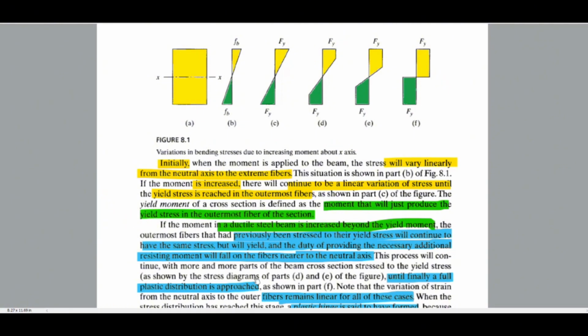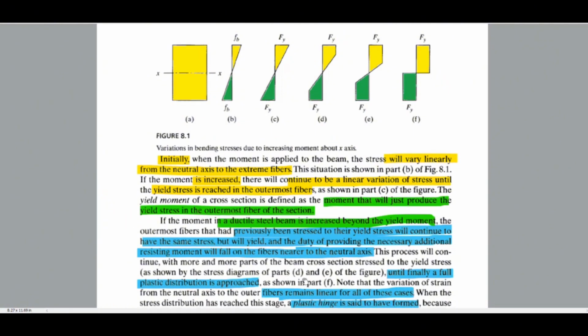The yield stress is shown in the stress diagrams, parts C, D, and E, until finally a fully plastic distribution is approached, as shown in part F. Note that the variation in strain from the neutral axis to the outer fiber remains linear for all these cases.